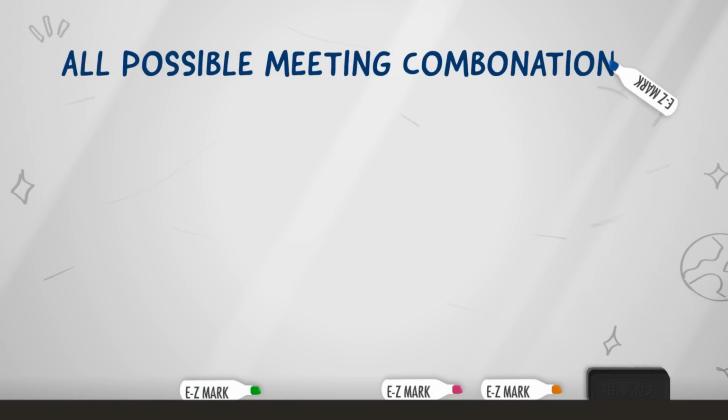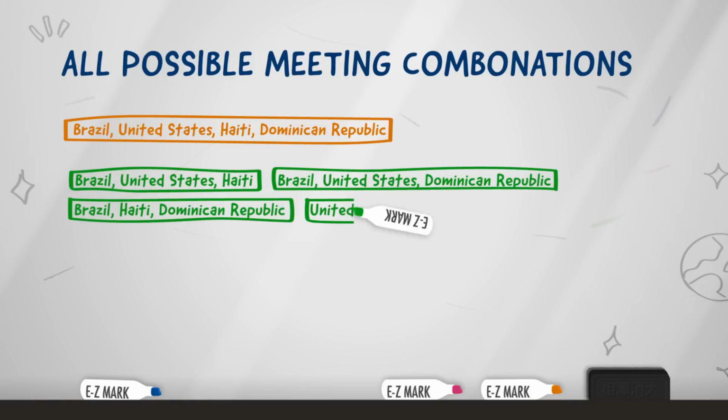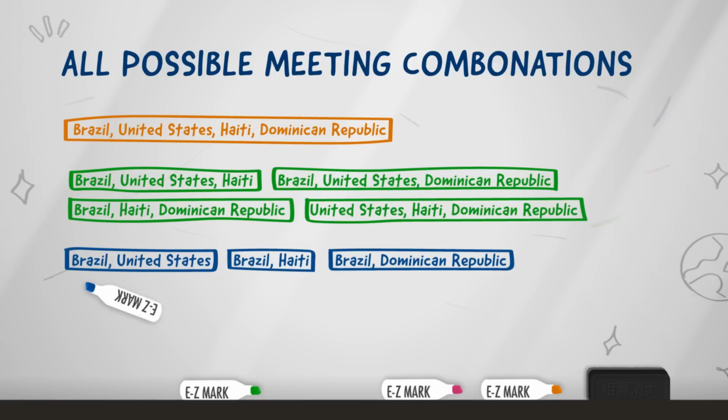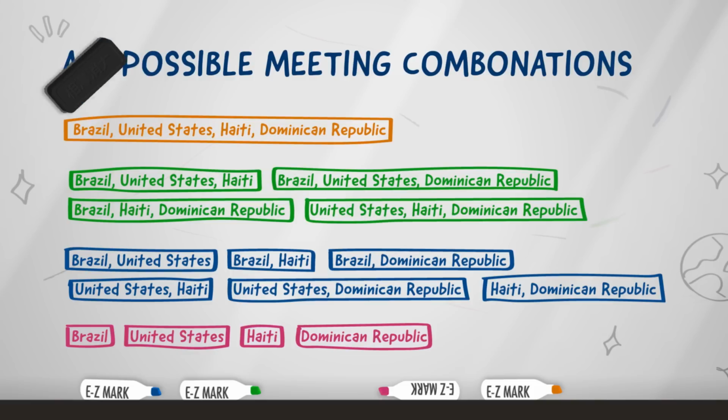First, they schedule a full group meeting with all 4 countries: Brazil, the United States, Haiti, and Dominican Republic. They can also schedule meetings that have 3 countries each, then all of the pairs, then individual time for each country. What we're doing here is actually figuring out all of the possible subsets within the set F.